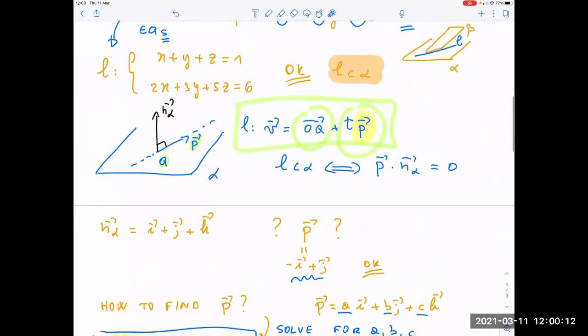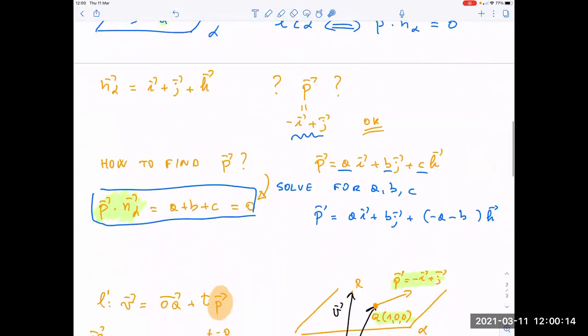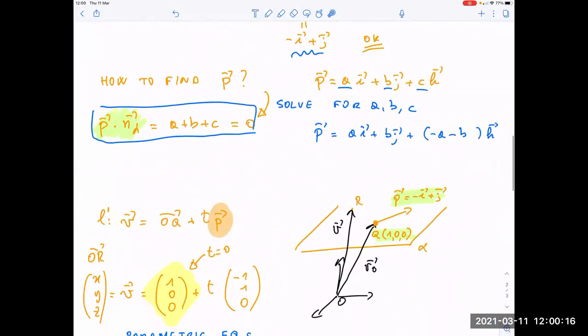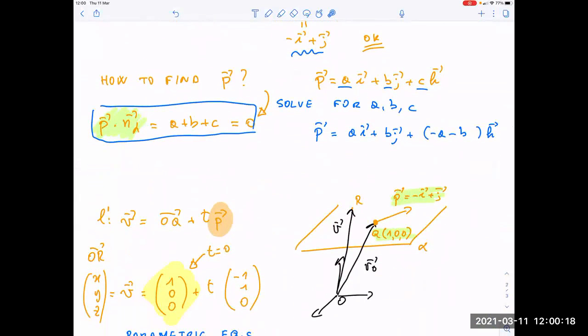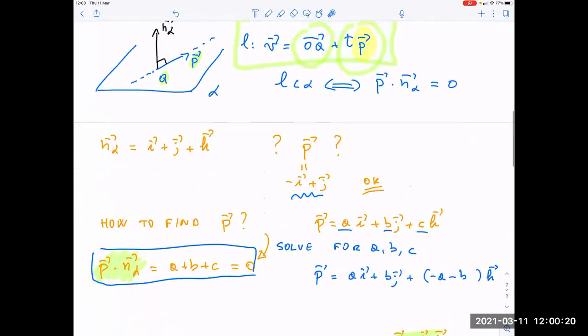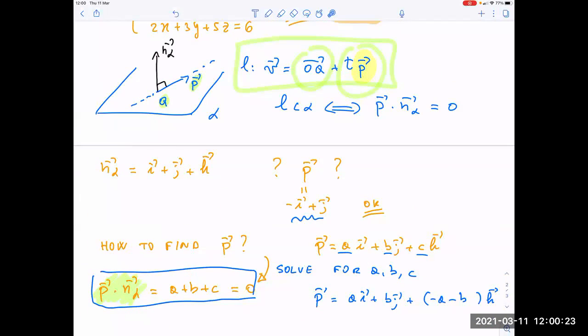Then I look in the chat. Christian Fiorina says, I didn't get how we define vector P. Well, vector P is just any vector parallel to the plane. How do you find the vectors parallel to the plane? They must be orthogonal to the normal vector. That's the property of the normal vector.